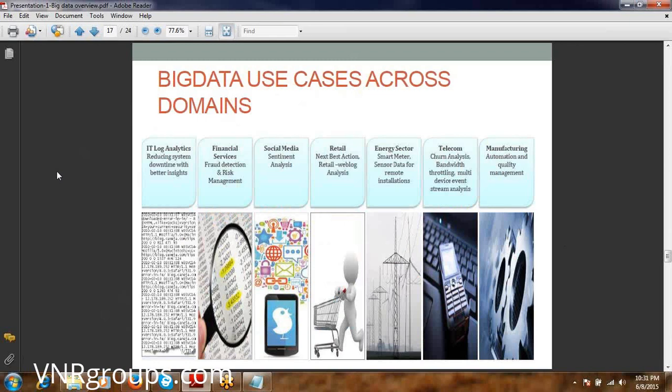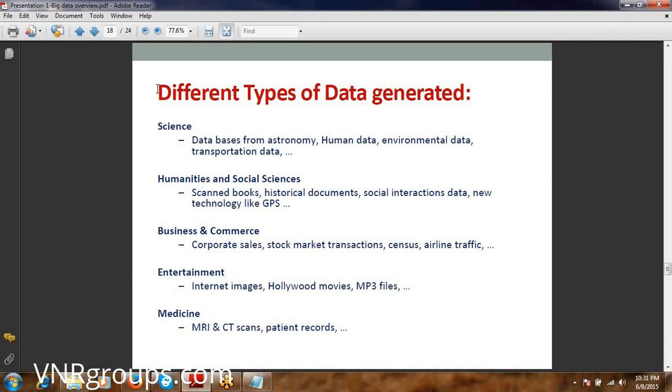Similarly, we also have some more examples in which scenarios huge and complex data is going to be generated. And these are the different types: images, movies, audio files or video files. And in medicine, MRI, CT scan, X-rays, like that. So in science, humanity, and in business, different types of data are being generated.